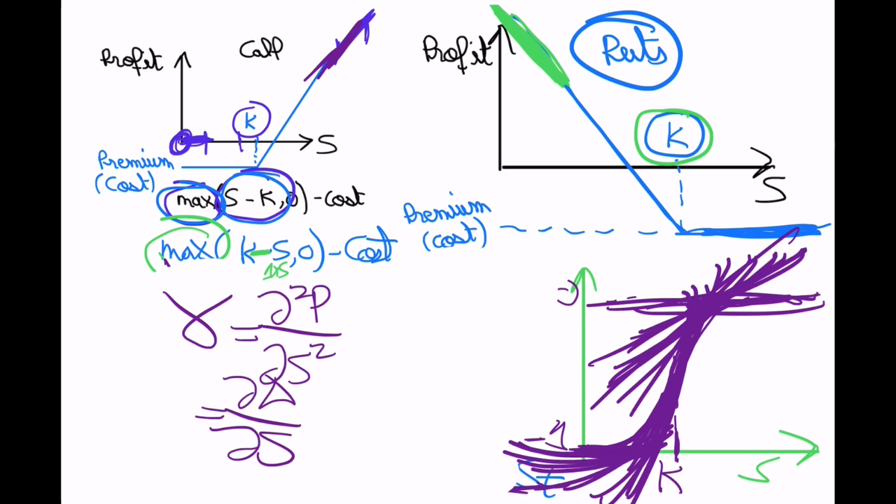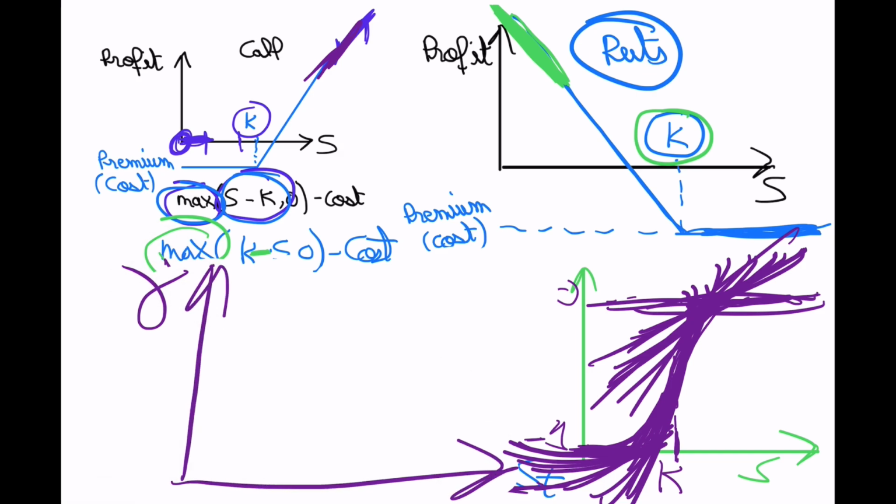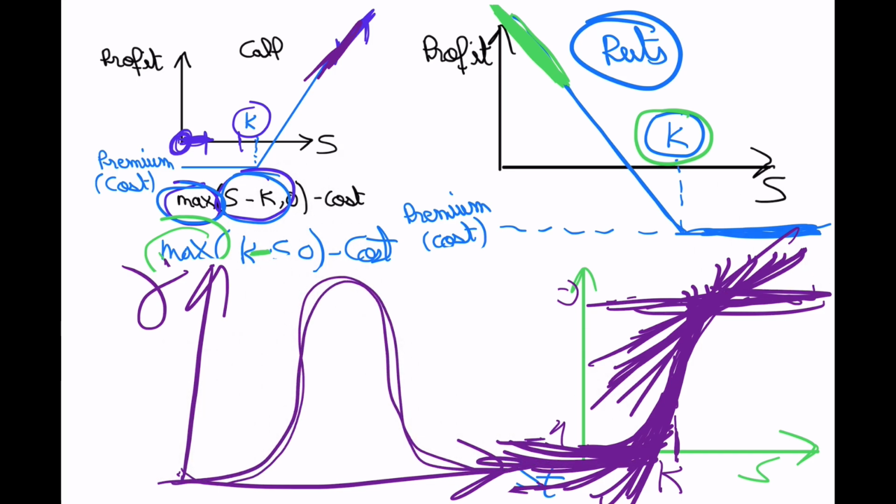So if you plot your gamma, it's going to be the same. Here 0, here 0, and here it increases, and the max is reached close to the strike.